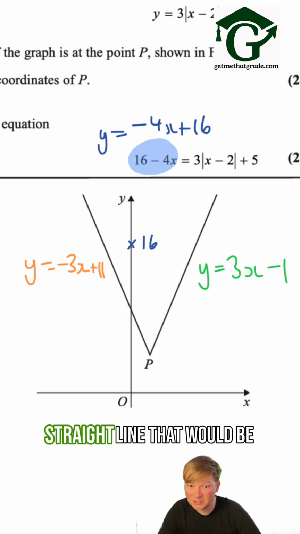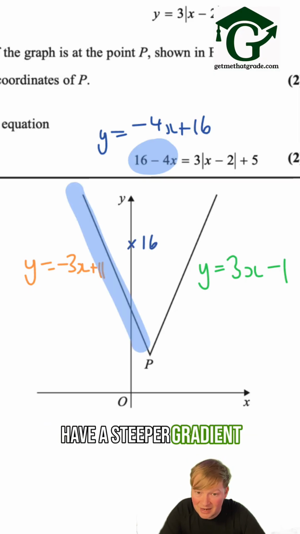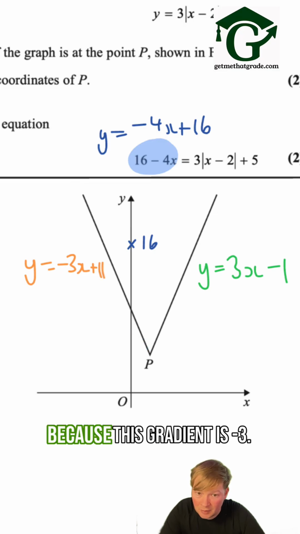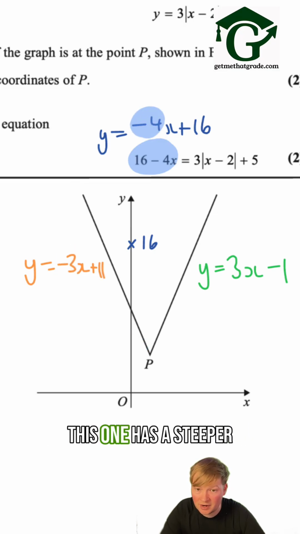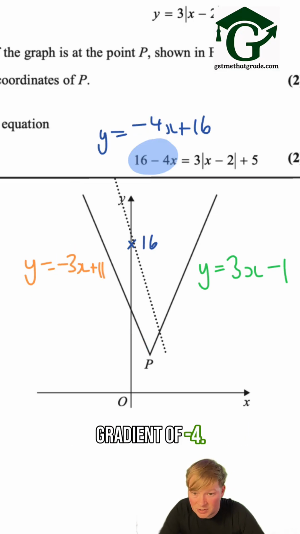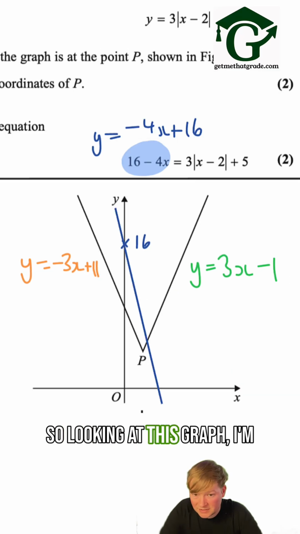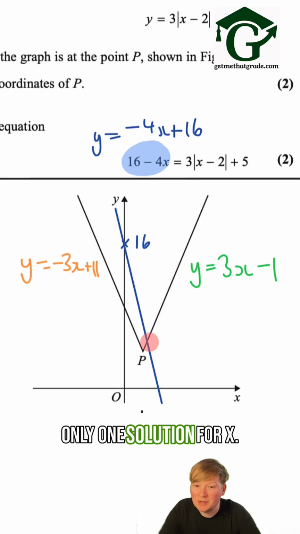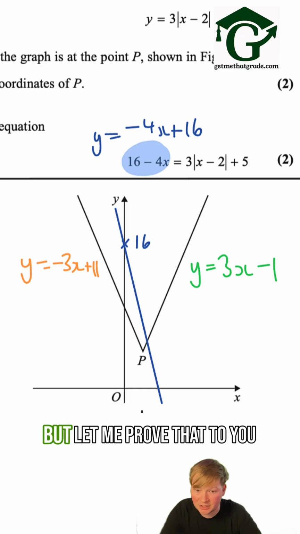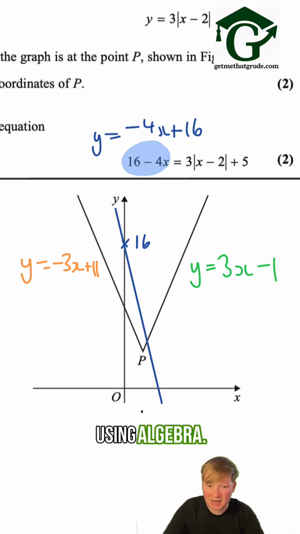And in fact, it would be a straight line that would have a steeper gradient than this part on the left. Because this gradient is -3, this one has a steeper gradient of -4. So in fact, it's going to be looking perhaps something like this. So looking at this graph, I'm expecting really there to be only one solution for x, one point of intersection. But let me prove that to you using algebra.